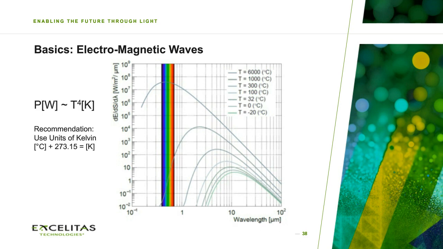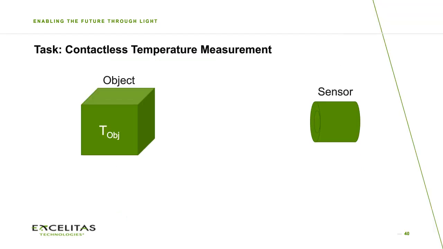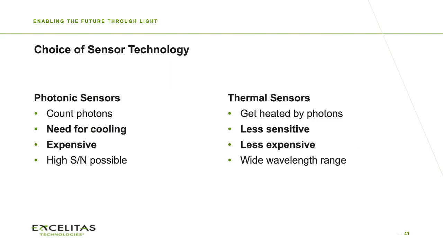Important, the total radiation. When you integrate the whole curve along the wavelength, this is proportional to the temperature of the subject to the power of 4. This will be needed to calculate the temperature at the end. So as I said, sensors must be sensitive to around 10 micrometers. And let's start with the task. We have the object on the left side, a sensor on the right side, and there is a distance between those. What sensor can we choose?